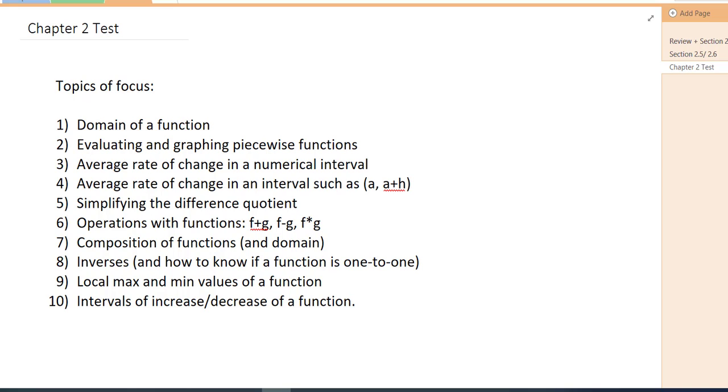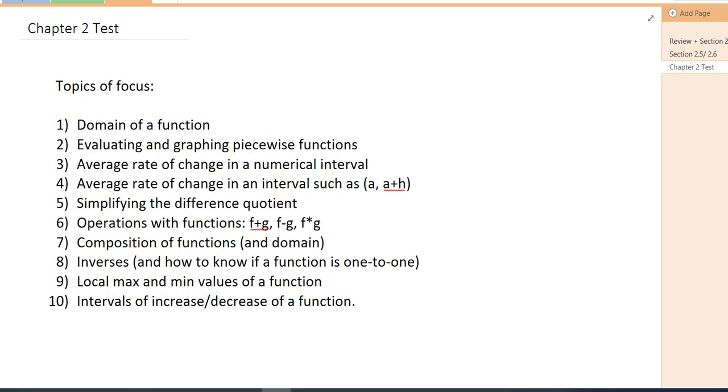Hey there, I just wanted to go over some of the topics to focus on for our upcoming Chapter 2 test. So some of the things that we've covered in Chapter 2 include domain of functions, so you should know how to find the domain of any function given. Evaluating and graphing piecewise functions. In graphing them, you need to evaluate them, so those kind of go hand in hand.